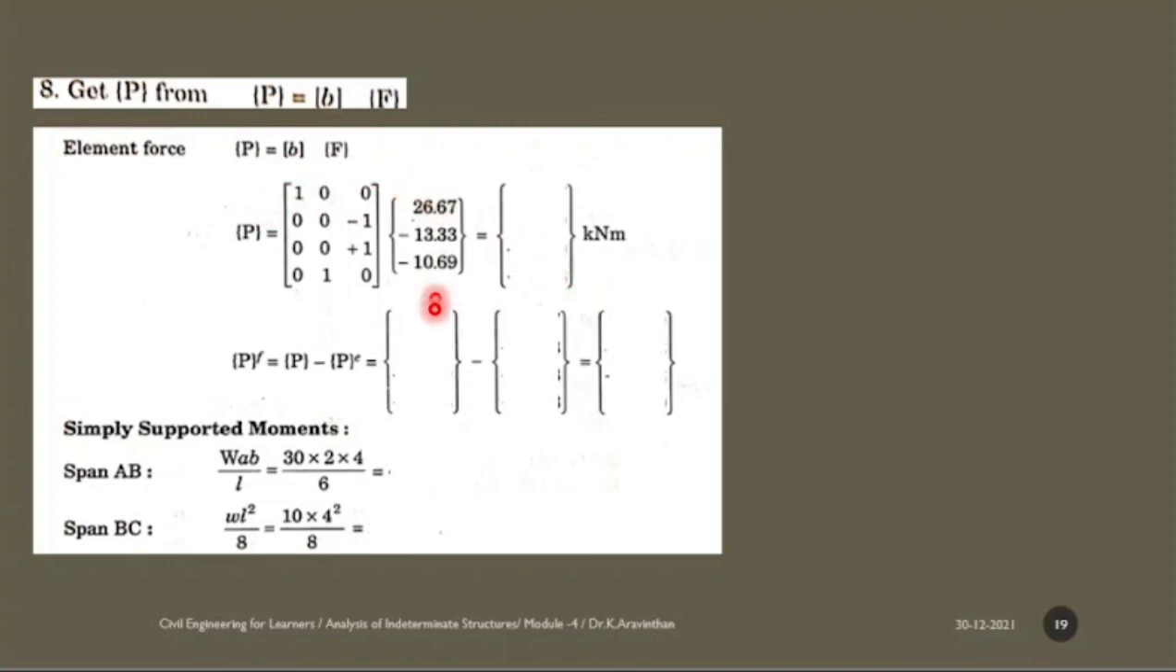Multiply rows into columns. 1 into 26.67 will be this answer. And the second row into this column. While taking the second row, you have a value only at the last component. Minus 1 into minus 10.69 will be 10.69. And the last component is plus 1. You will be getting minus 10.69. And the last row is 1 into minus 13.33, which will be minus 13.33. Now this is your P matrix.